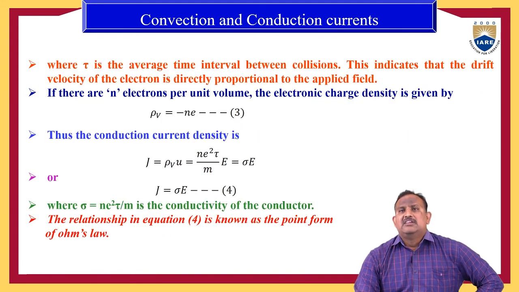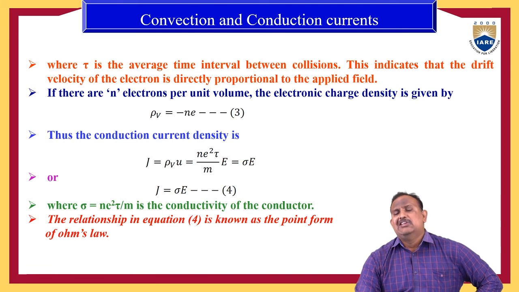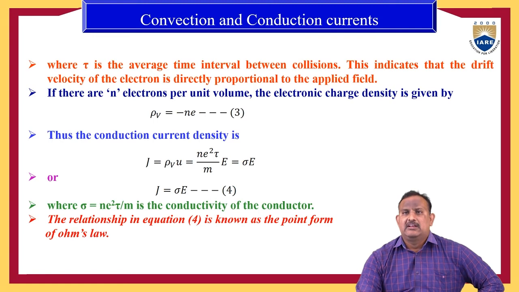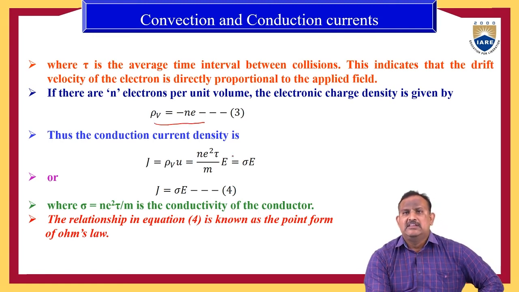Next, let us assume there are n electrons per unit volume. If there are n electrons per unit volume, the electronic charge density is given by rho v, the volume charge density. Therefore, the volume charge density rho v is equal to minus n into e, where n is the number of electrons and e is the charge of an electron.